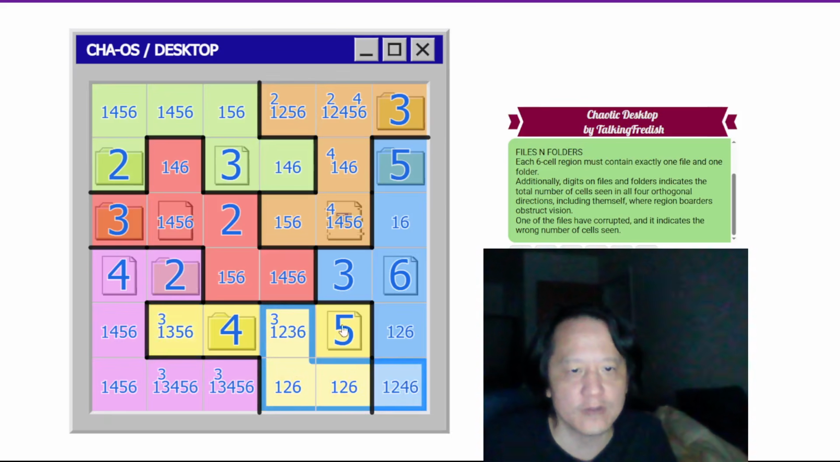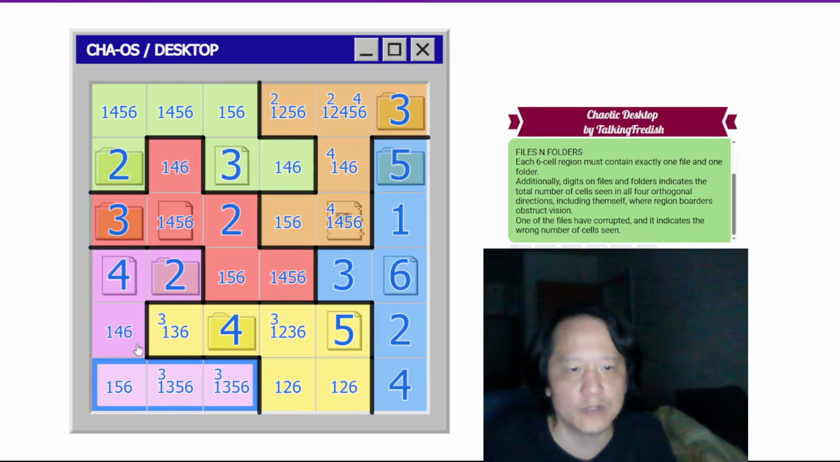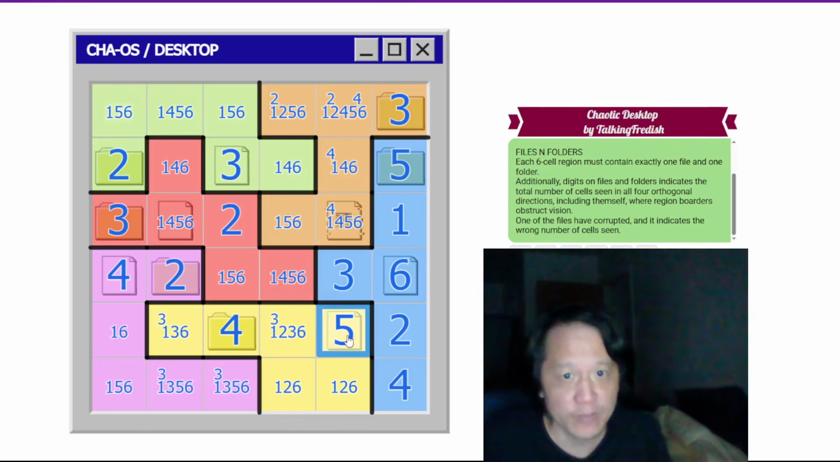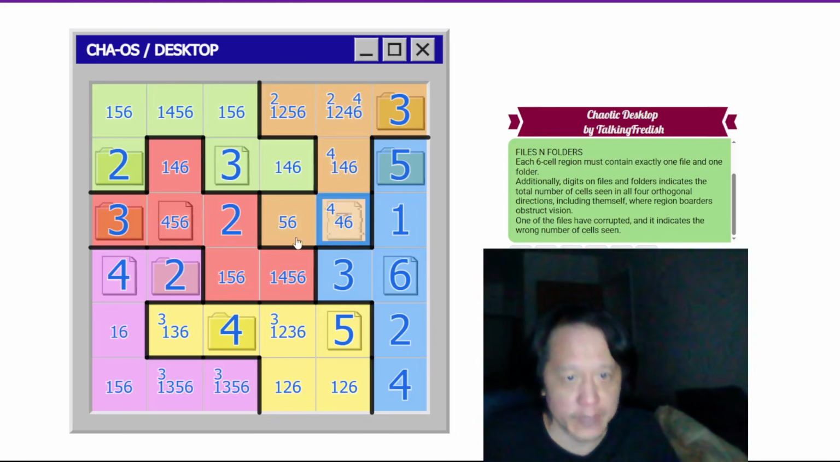Rest is the yellow region. This can't be 5. No 6 here. This can't be 6. It's 1. No 1 or 6 there. It's 2. This has to be 4. That eliminates 4 in the rest of the pink. Well, we already knew that. No 4 there. 5 eliminates 5 in the rest of the column. No 1s here.